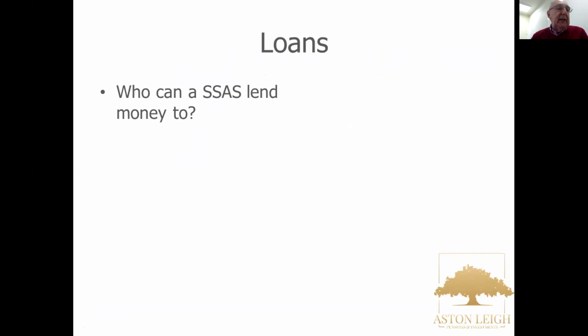Well, there's a list of people that a SSAS can lend money to, and this includes the sponsoring employer, an associated employer, as long as it's been formally associated beforehand, a company which is not connected to the scheme or its members, and an individual who is not connected to the scheme or its members. A SSAS cannot lend money to scheme members, whether they be past or current, an individual connected to a member, so this would include family members, and they could even be as remote as a cousin, or a company connected to the member that is not associated or connected to the scheme.